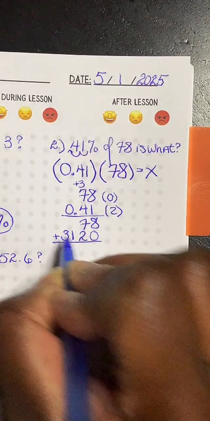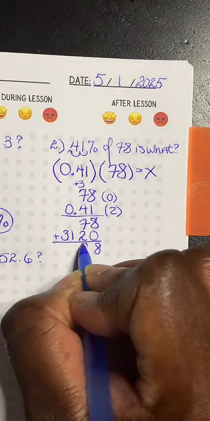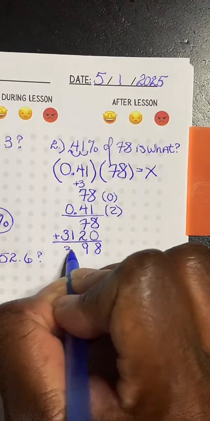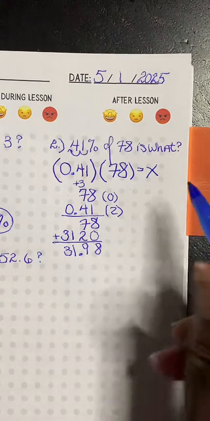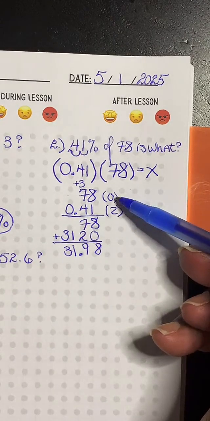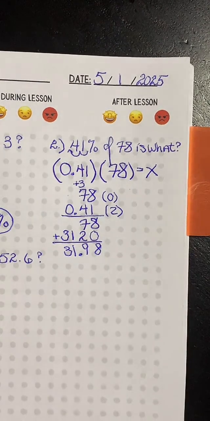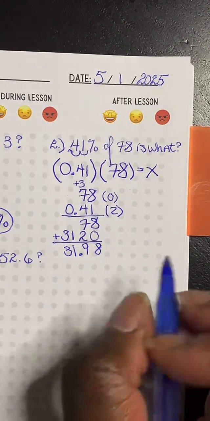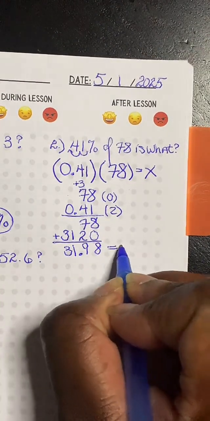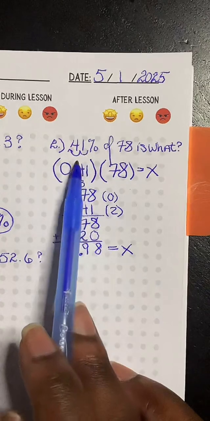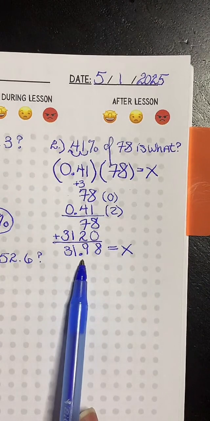So we're going to add. So 8 and 0 gives me 8. 7 and 2 gives me 9. Bring down the 3 and the 1. And then we have our decimal point. Okay, so the 78 didn't have any decimal points. But the 41 was a 0.41. So it's 31.98. So that is what x is going to equal. So 41% of 78 is 31.98.